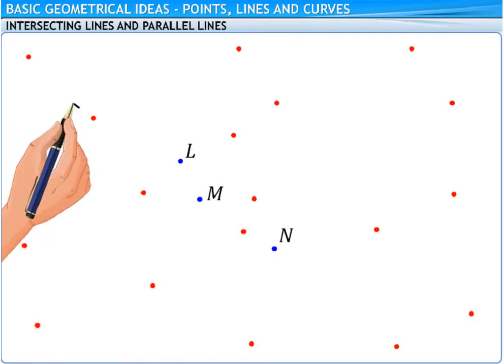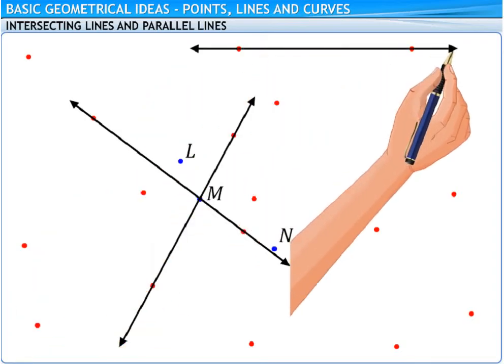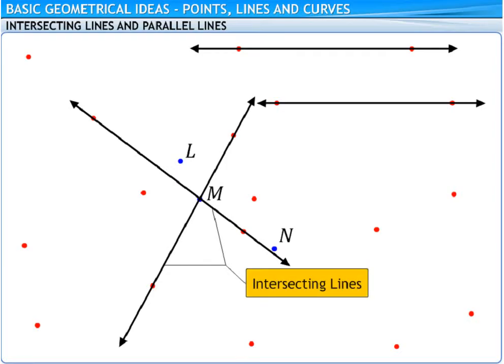Now, let's join some of the points to get 4 lines. In the first case, 2 lines are passing through point M. That is, there exists only one point that is common between the 2 lines. These lines are said to be intersecting lines. Intersecting lines always meet, cut, or cross each other at only one point.